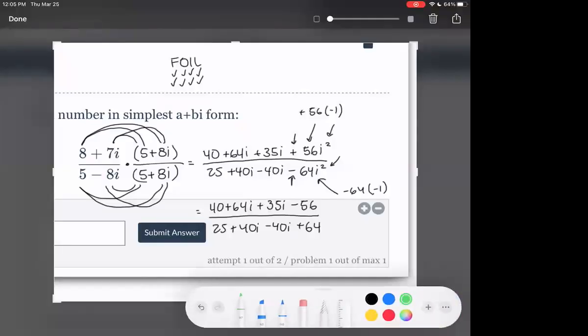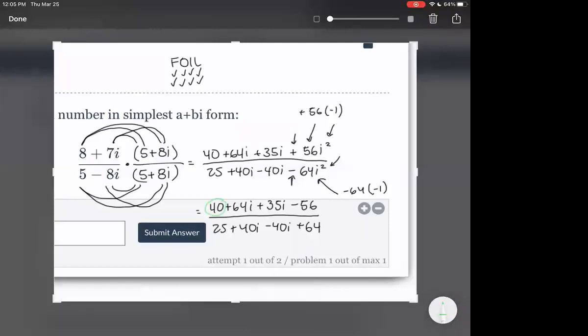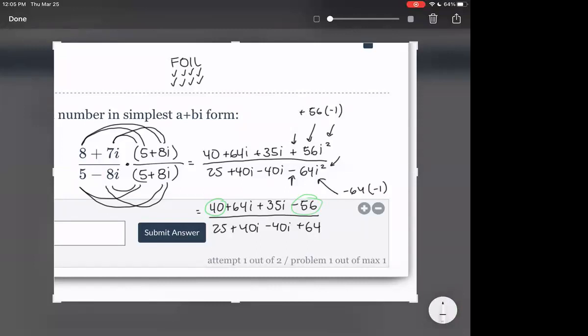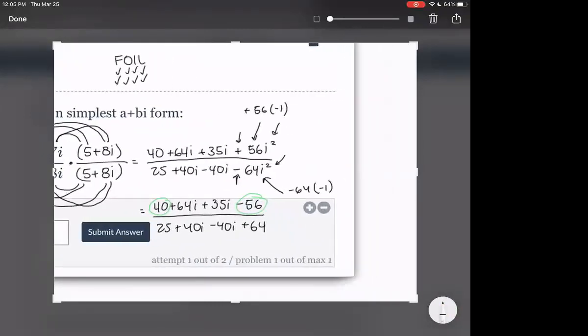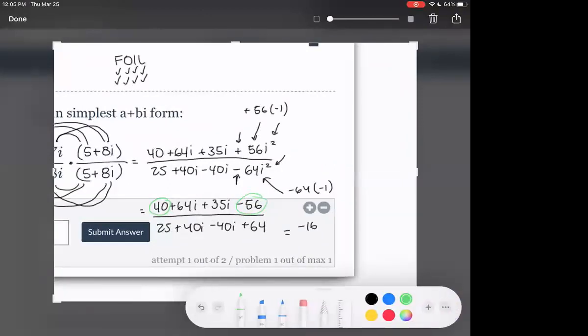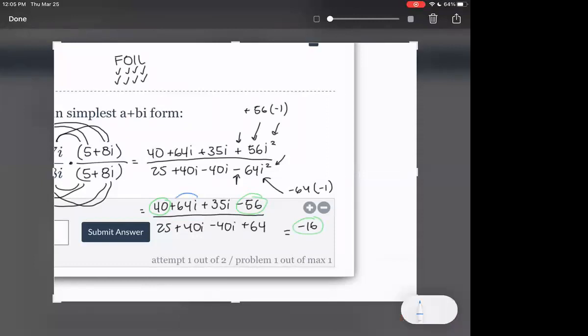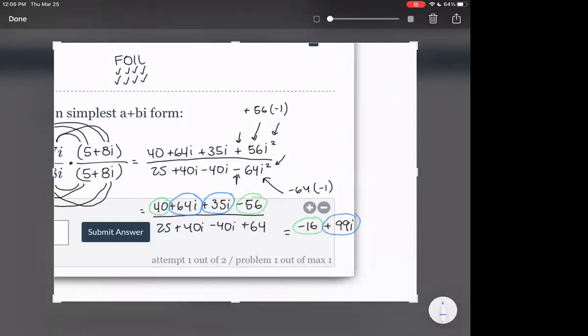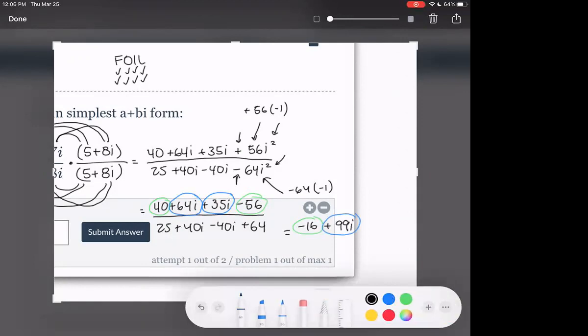All right, now we combine like terms. Let's combine our real portions. Oof, I'm running out of space. Okay, I'll write it over here. So 40 minus 56 gives us negative 16. So that's where we got that number. And now let's also combine our imaginary portions. So 64i plus 35i. That will give us plus 99i. So that's how I got that, by adding 64i and the 35i.